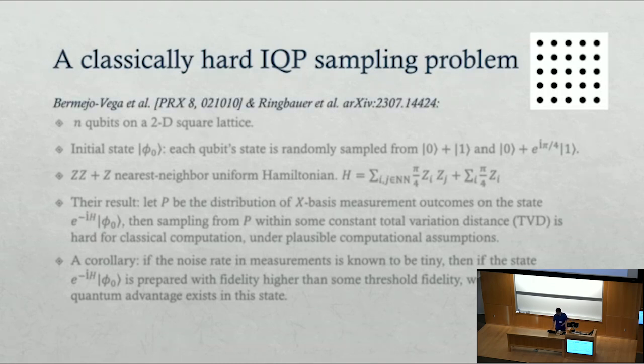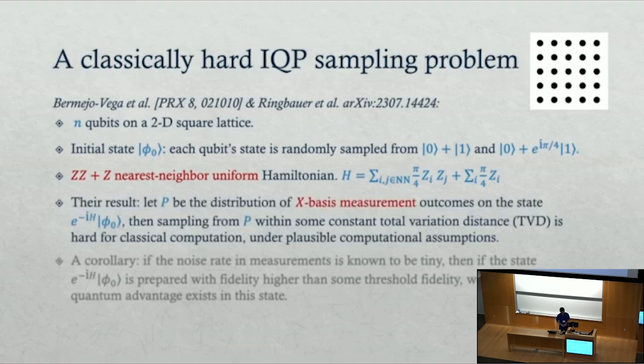Paper in 2018. In this problem, we have n qubits on a 2D square lattice. The initial state of the system is denoted by phi naught, which is just a product state, and each qubit state is randomly sampled from the plus state or the plus state with a fixed relative phase, which is pi over 4. The system is also equipped with a ZZ plus Z nearest neighbor uniform Hamiltonian. It's quite easy to represent: it's just the sum of all the Z_i Z_j terms and the sum of Z_i terms, and all the coefficients are just pi over 4.